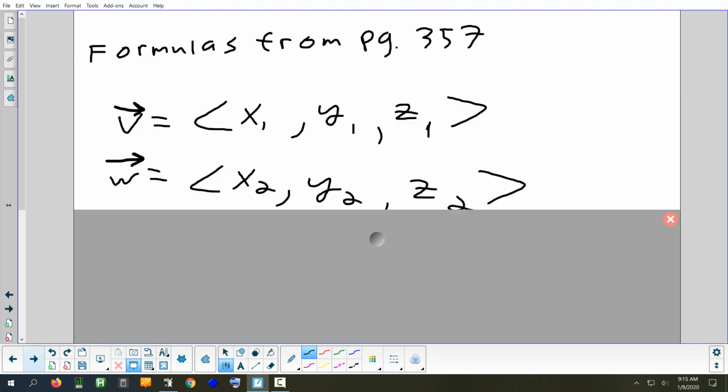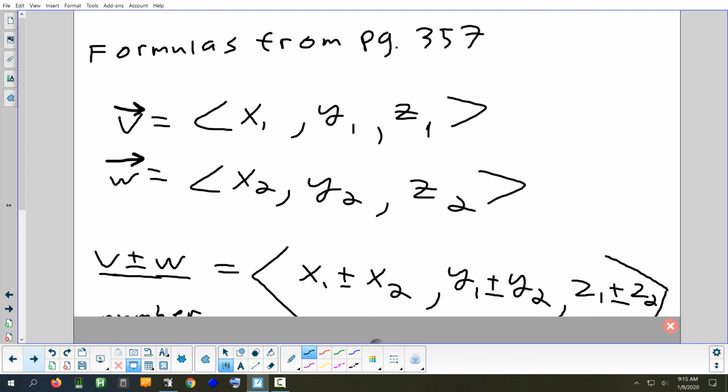All right. So now we're going to look at the 4 formulas that we looked at on Tuesday. How to add, subtract, scale, and find the magnitude. So we're going through everything we did all week. We're just now doing it in 3D. Okay.